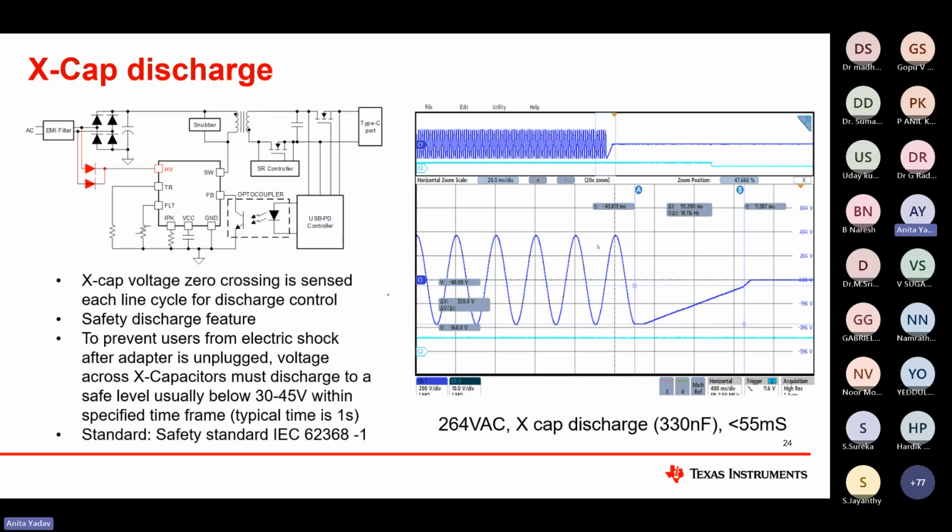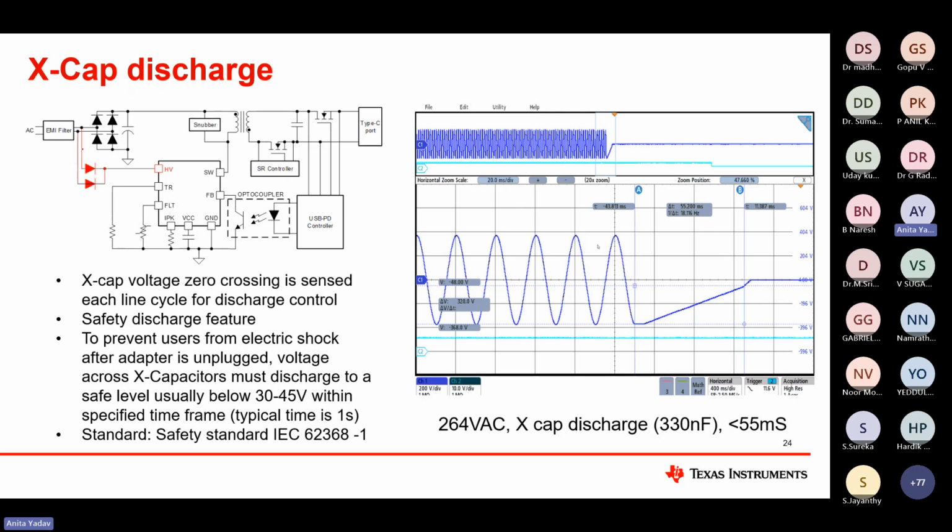Now moving to the next, these are the features for USB PD application adapters. Particularly with respect to the UCG 28826 QR flyback converter, which we are discussing, it has an HV escape discharge circuit integrated inside. You can go through its block diagram in its data sheet. I will provide the link.